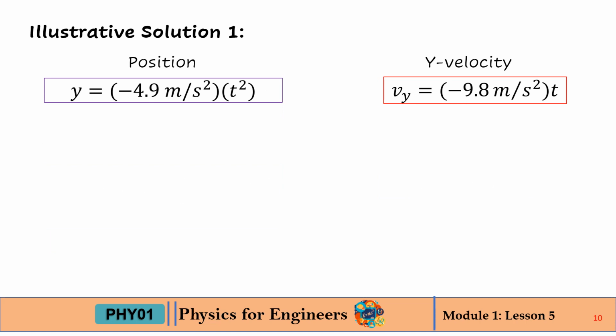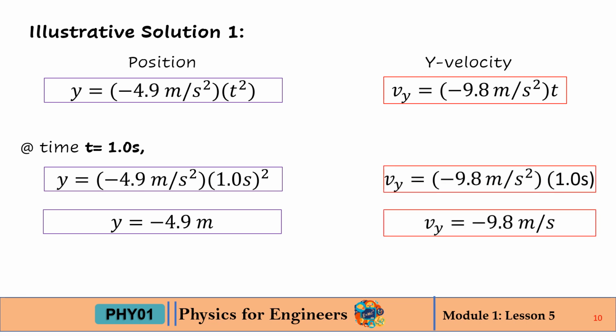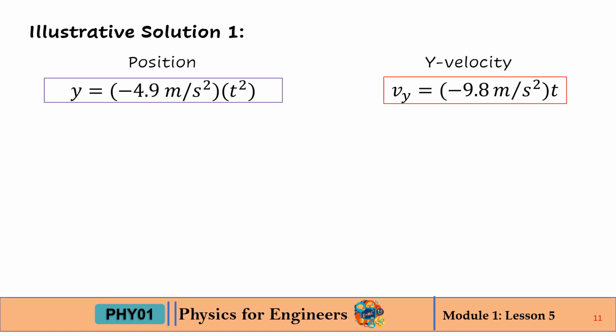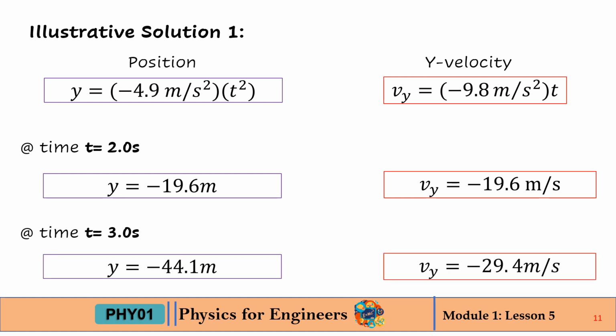Using our base equations, we find that at t equals 1.0, the coin is 4.9 meters below the origin and has a downward velocity with magnitude of 9.8 meters per second. Consequently, the position and y velocity at 2.0 seconds and 3.0 seconds are found in the same way.